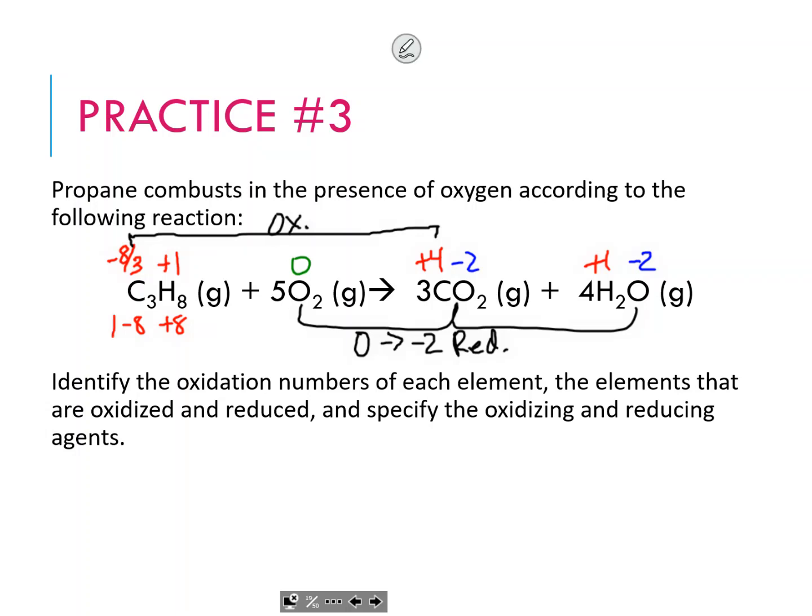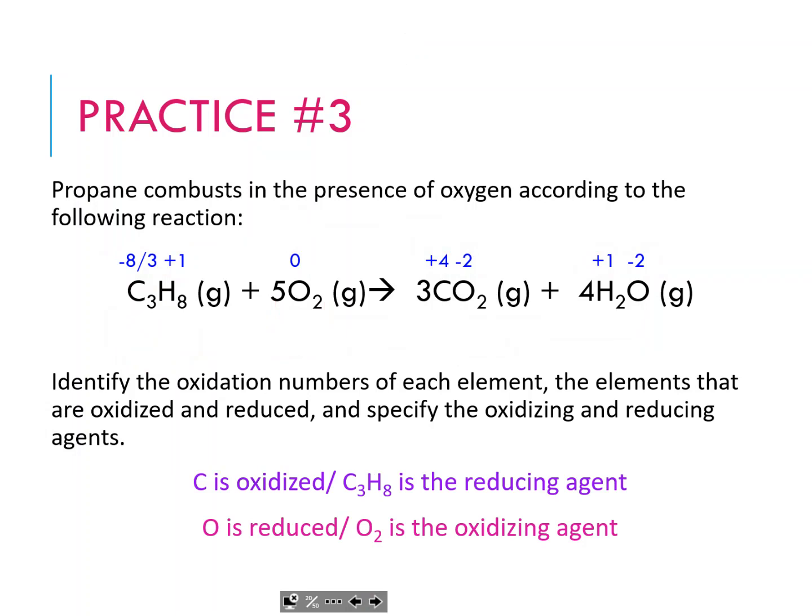So propane then, which agent is propane going to be? Reducing agent, good, because it's causing the reduction of the oxygen. And then the oxygen is going to be the oxidizing agent because it's causing the oxidation of the carbon. Good.